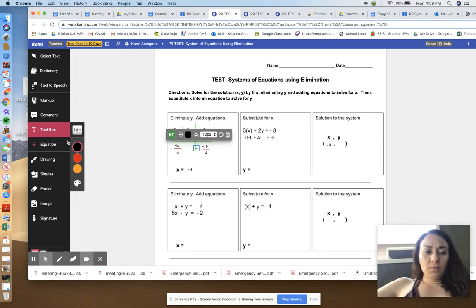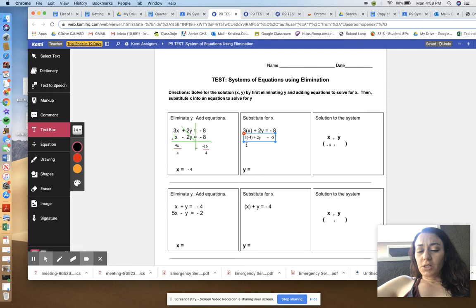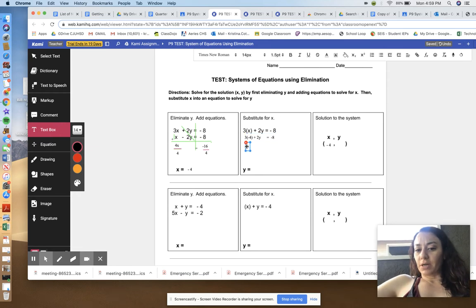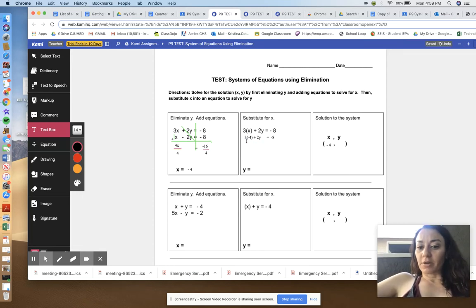So what I want to do is first multiply 3 times -4. Positive times negative is negative, so we got -12. And then keep rewriting the equation, plus 2y. Well, actually, you know what I could do to make it even easier? I'm going to do this.